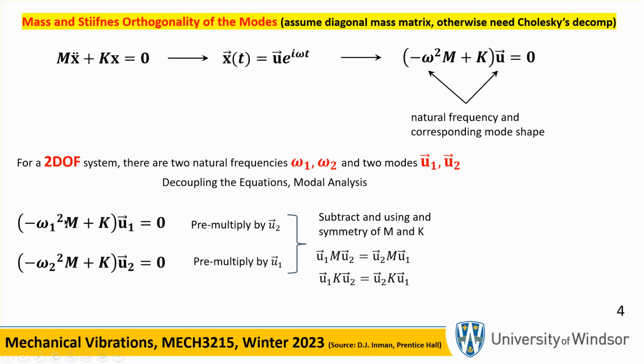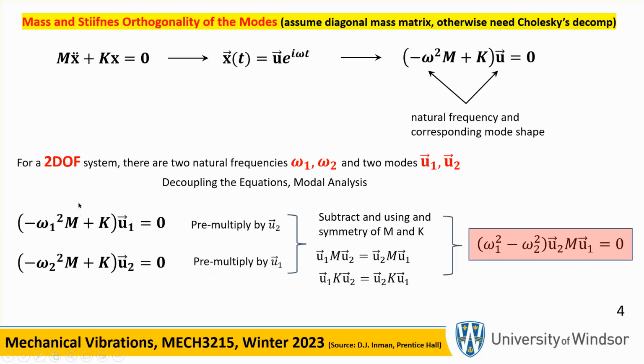So these drop out, and this is going to subtract. And these are the same. U1 MU2 is the same as U2 MU1, okay? And that's why we can factor it out right there. We can subtract these two. You can factor it out, and you get omega 1 squared minus omega 2 squared times this.